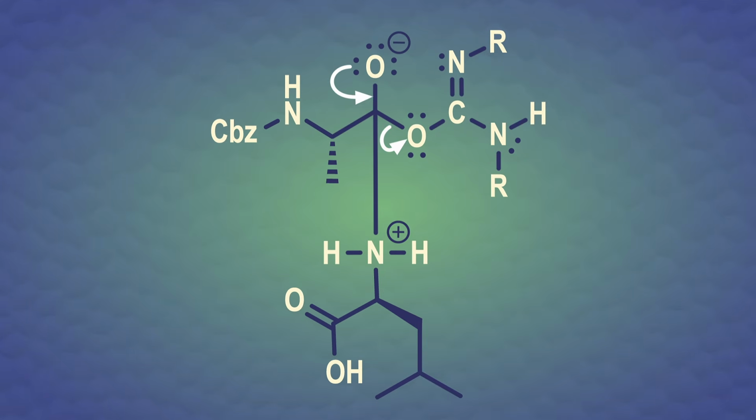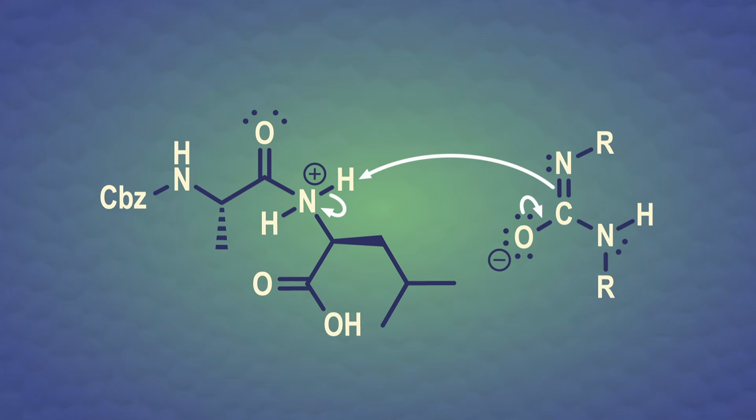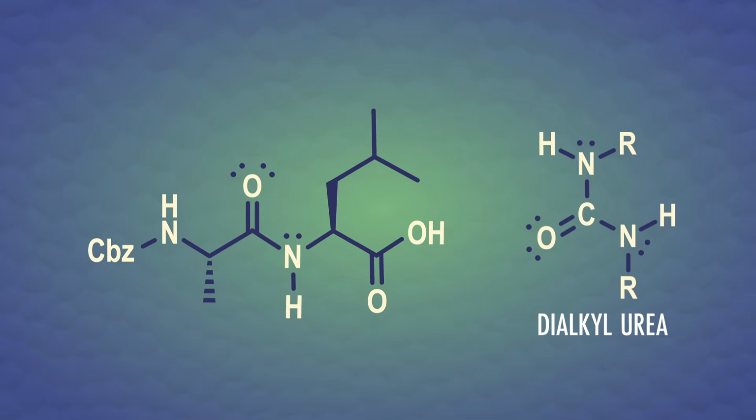The whole DCC portion of the molecule, along with one of the oxygens from the original carboxylic acid, is the leaving group. A final deprotonation gives us the protected dipeptide, along with the dialkyl urea byproduct. Yes, urea, like the waste product in urine. With that, we've added the final reaction to our toolkit to finish our penicillin synthesis.